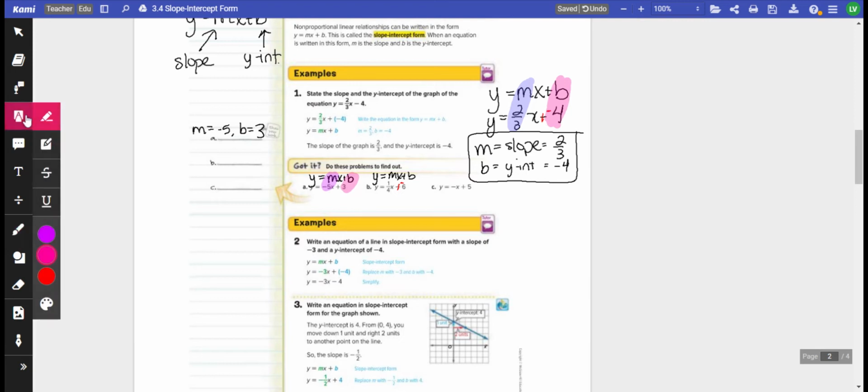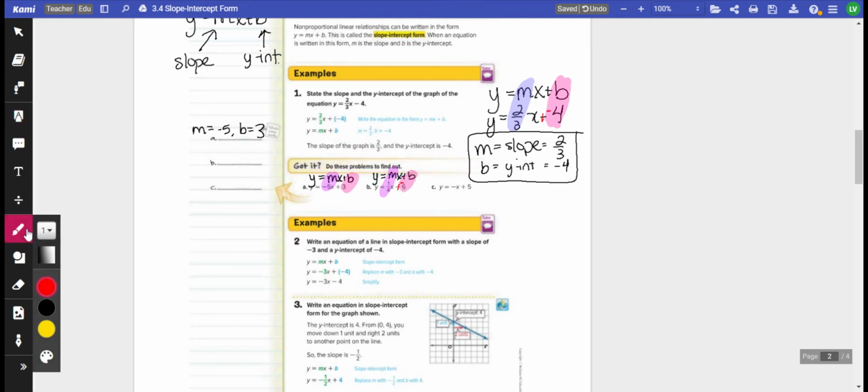And then I'm going to identify my slope and my y-intercept. So slope is going to be 1/4. My y-intercept is going to be negative 6. So m equals 1/4, so my slope is 1/4. Then my y-intercept, which is represented with b, is negative 6.